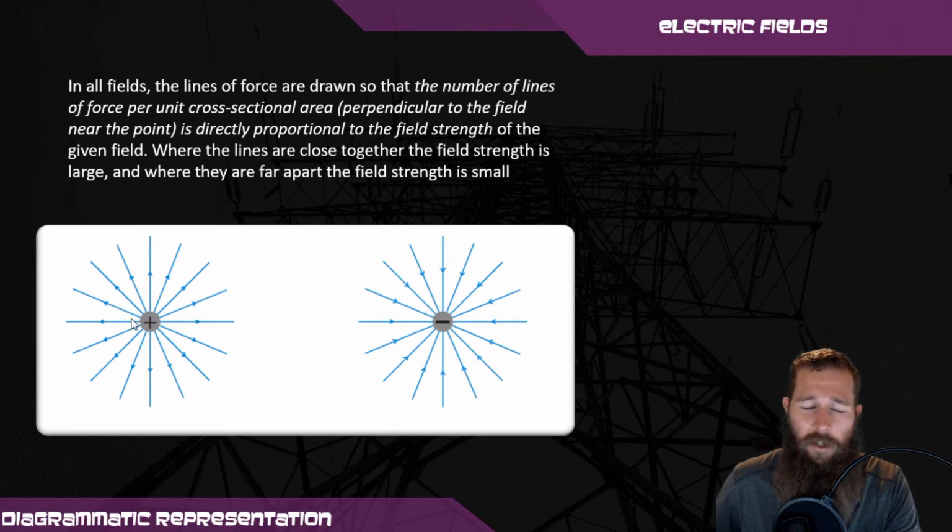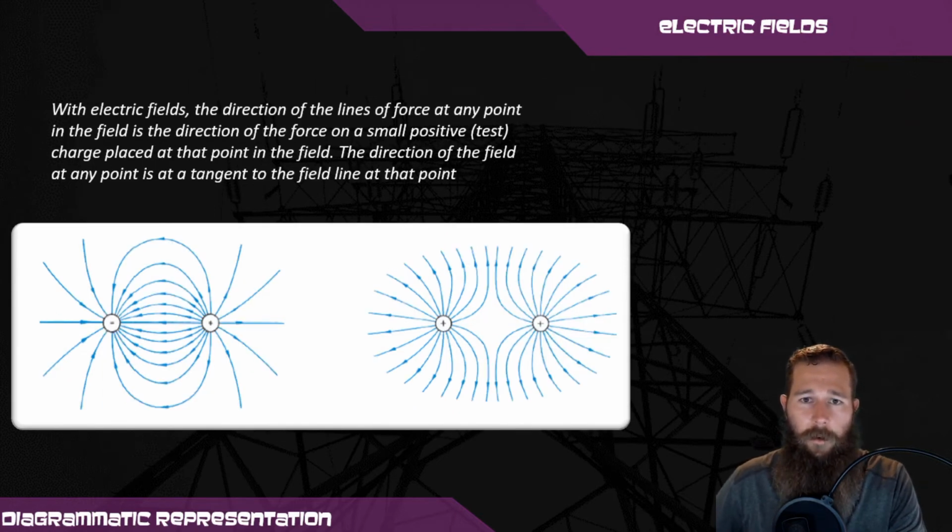So looking at this positive charge here, if we look really close to it, you can see there's multiple lines very close to each other. If we go further away, the lines are spaced further apart, meaning the force around that area is lower. And that makes sense because as you increase your distance from the particle, the force experienced is less. The direction of the field is tangent to the field lines, meaning it's in the exact same direction as the field lines when you draw the arrows on them.